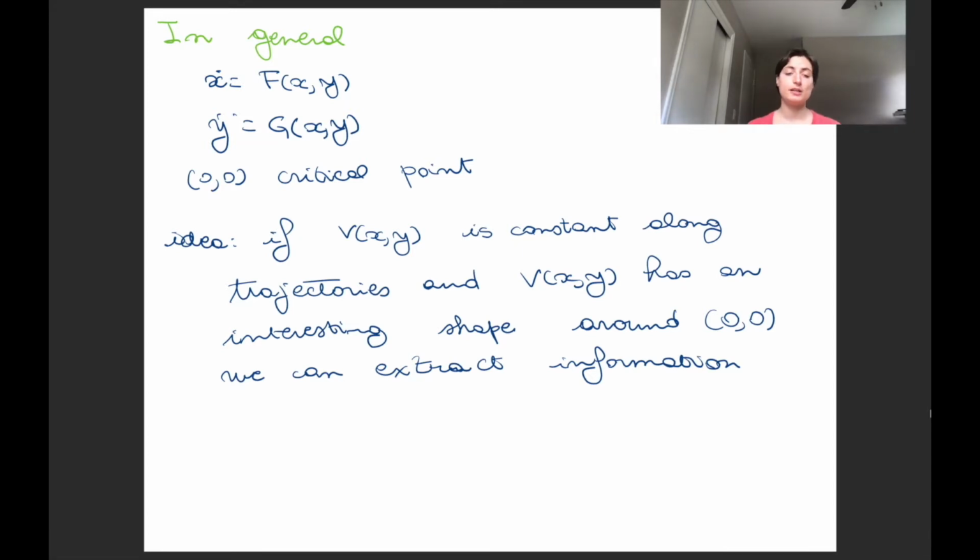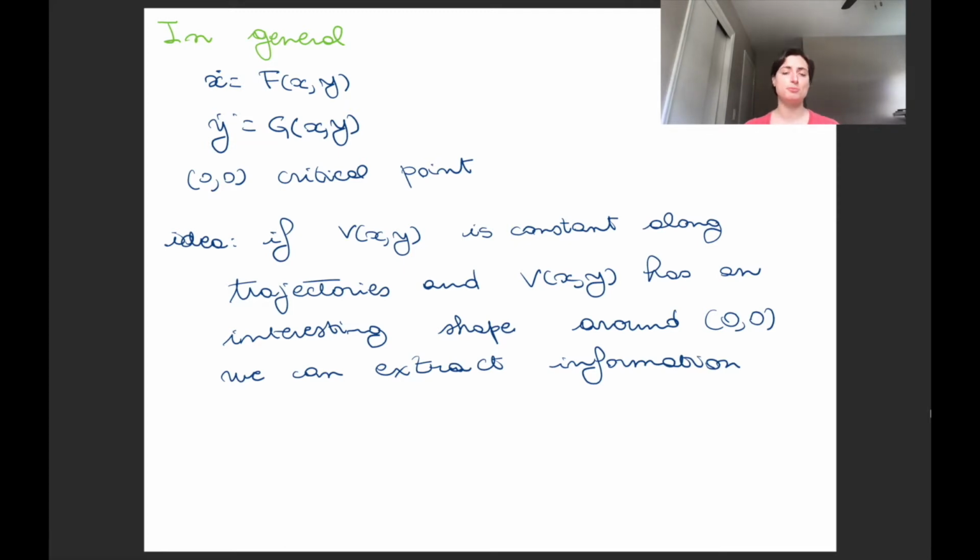And our idea is that if we find any function v of x and y that is constant along trajectories, and it has something of an interesting shape around 0, 0, then we can extract information. Let's say that around 0, 0, we're either at the bottom of a bowl or at the top of a mountain, and we know that v is constant along trajectories. If 0, 0 is at the bottom of the bowl and v has to be constant along trajectories, then you have trajectories that have to be closed. If you're sticking around the contour line, you go back to the same point.